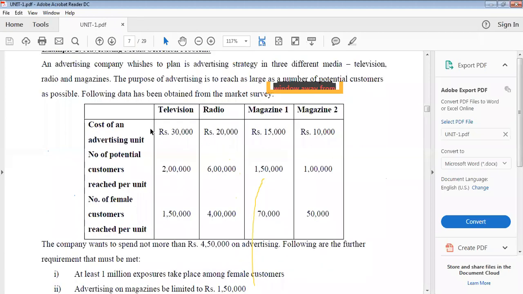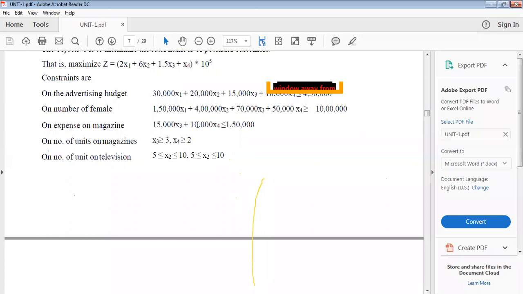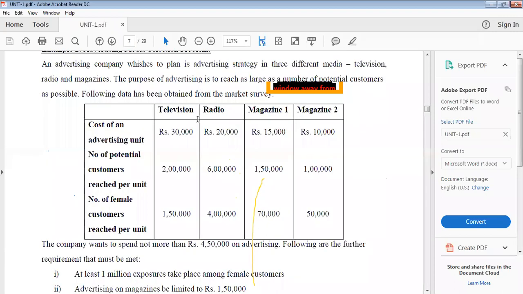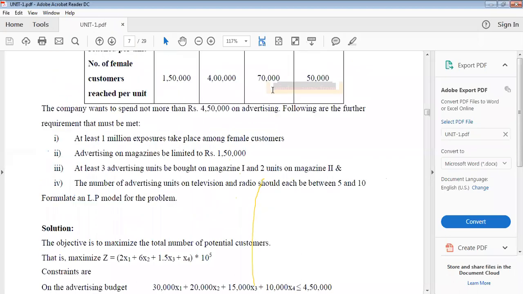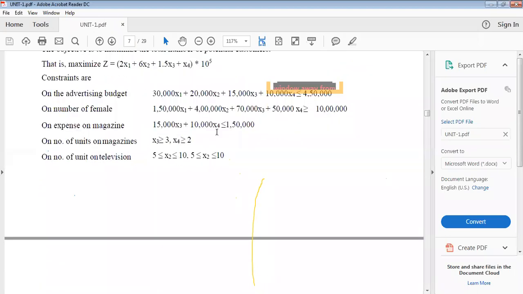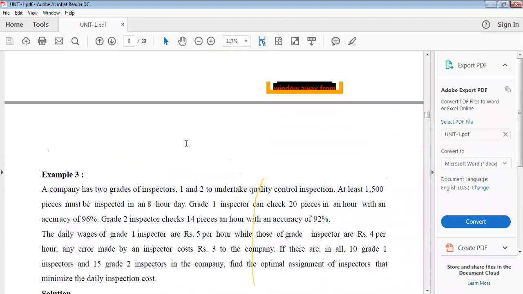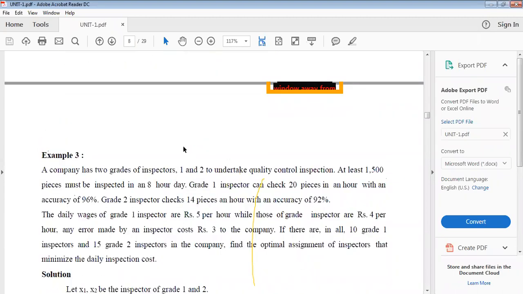Similarly, the expense on machines, that is the cost of advertising: 15,000x1 plus 10,000x2 plus 15,000x3 and 10,000x4, since there are four columns x1, x2, x3, x4. Next, x3 is greater than the number of units of the magazine. So like this the problems are to be formulated, and this is example 3.